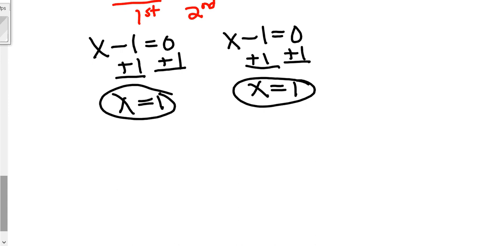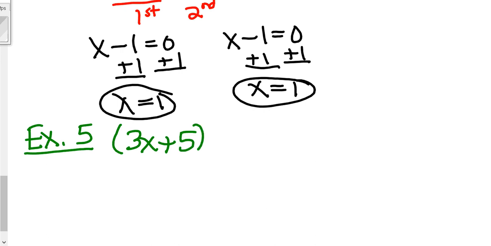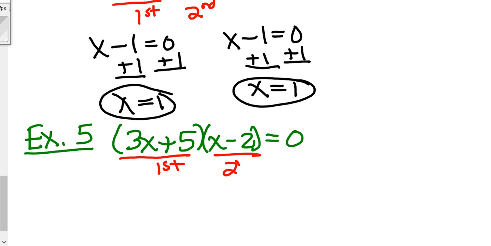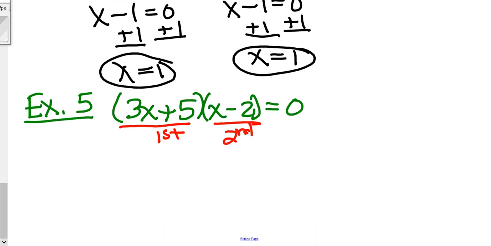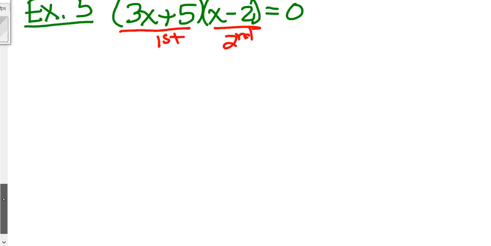Right, let's go to example 5. After example 5, we got one more example, and then we'll be done. We get 3x plus 5 times x minus 2 equals 0. We got our first part, got our second part. Okay, so we're going to solve for each part.